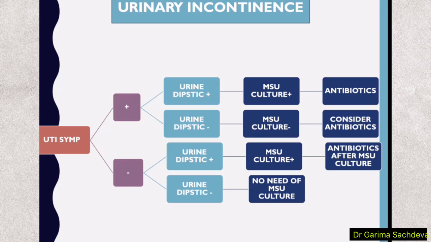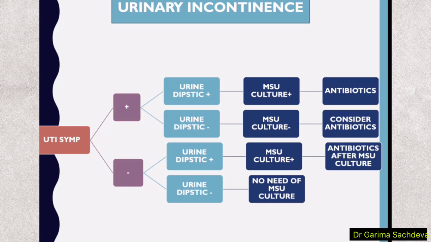If it is negative, in this scenario, even if the dipstick is negative, if the patient has urinary tract infection symptoms, then you can start giving antibiotics, and you are sending for culture also. Even if the culture comes out negative, you still consider it. But if the urine dipstick is negative and there are no symptoms, we are not sending for culture.